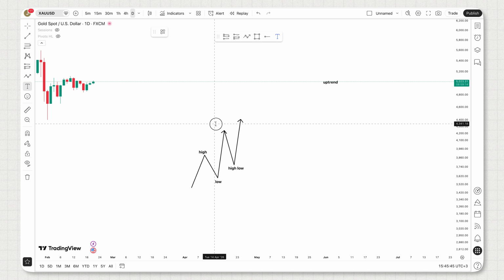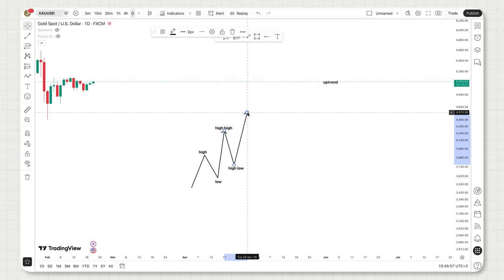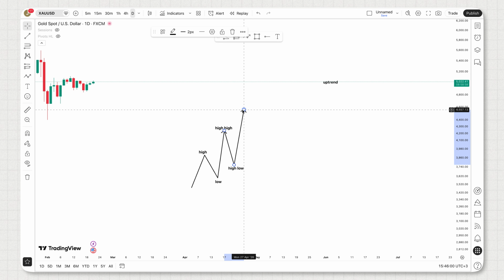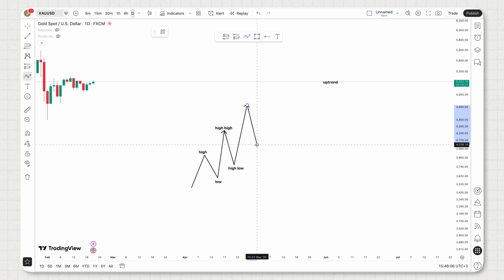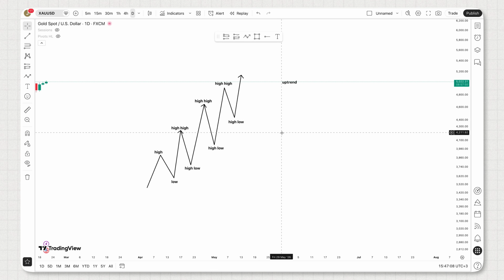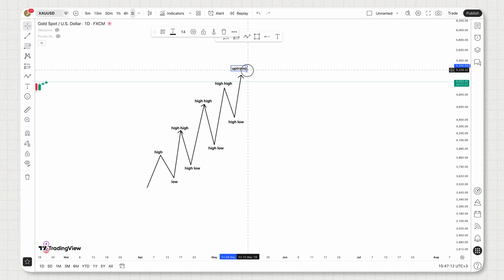So we have to call this a higher high. The market is going to make a higher high, come back down, make a higher low, and then continue doing the same thing. From here, it's going to go back up and make a new higher high, then from this new higher high, it's going to come back down, make a higher low, make a higher high, make a higher low, make a higher high. This is what an uptrend should look like. If the market is consistently making higher highs and higher lows, that means you are in an uptrend.